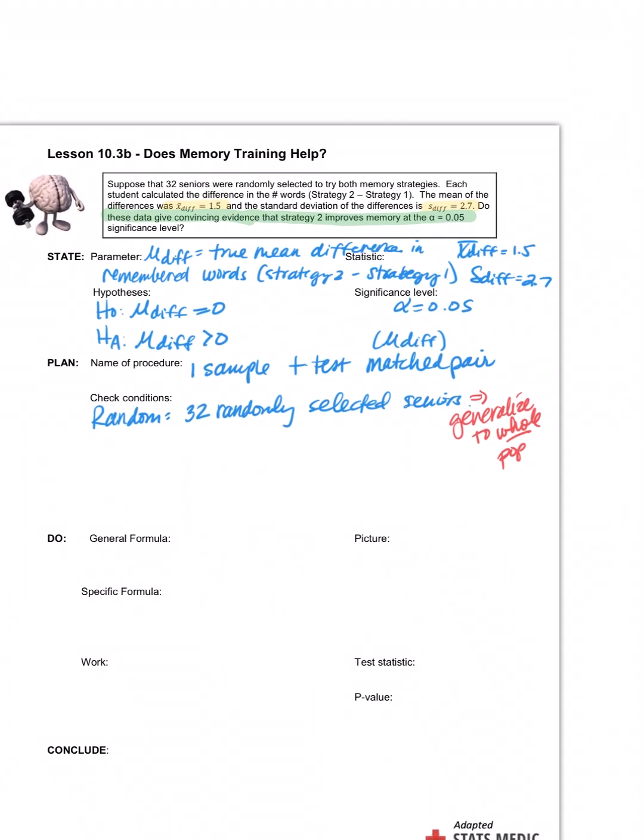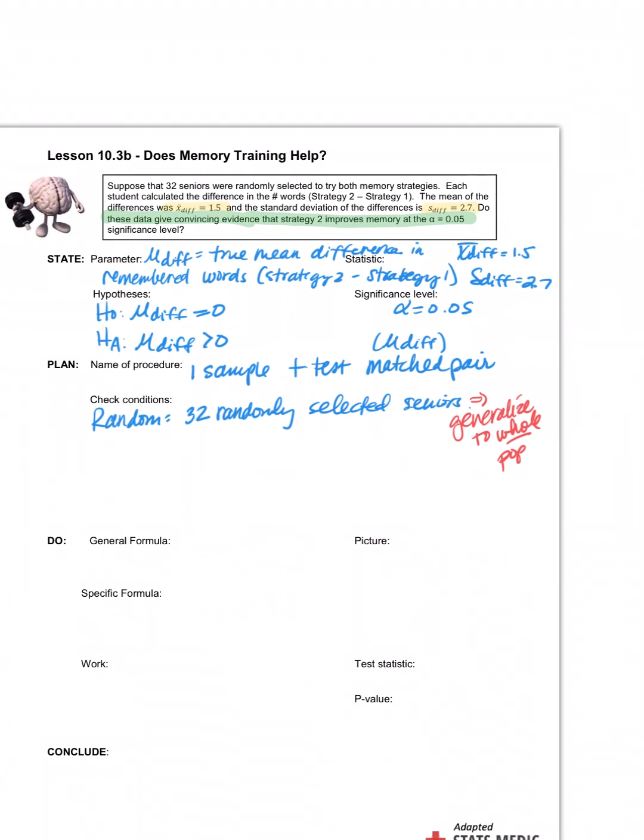All right, so then would I need to check 10%? Yeah, it's not an experiment, so I would have to. So sampling, 10% rule. So is 32 less than 10% of all seniors? I think that's a safe bet. Yes. And then what? Large count or normal? How do we check that with this one? Will CLT work for us? Yes, it will. 32 is greater than or equal to 30. So by the CLT, we're good.